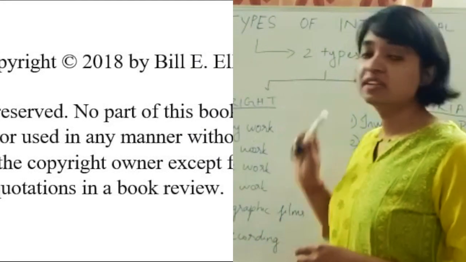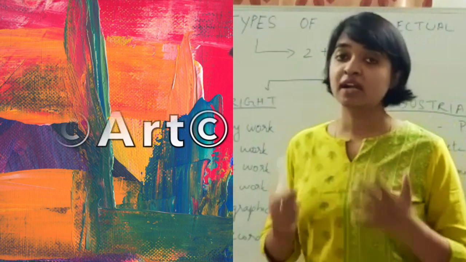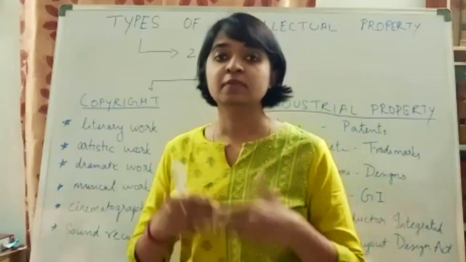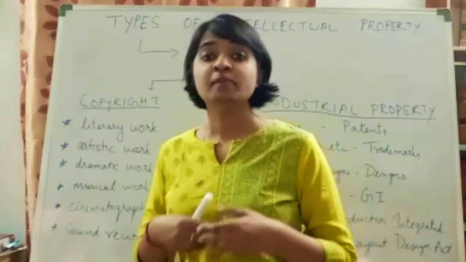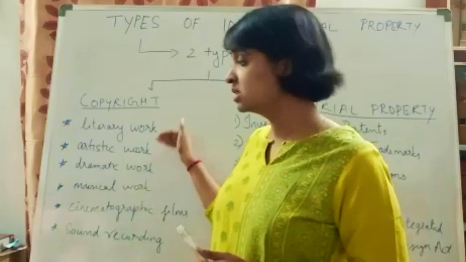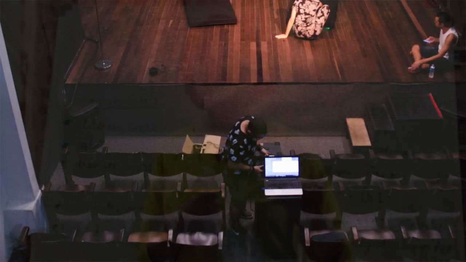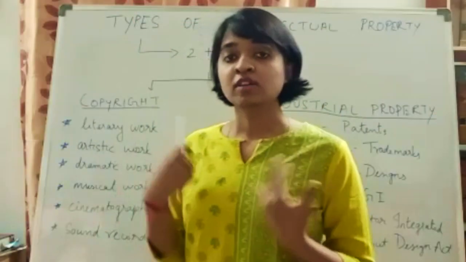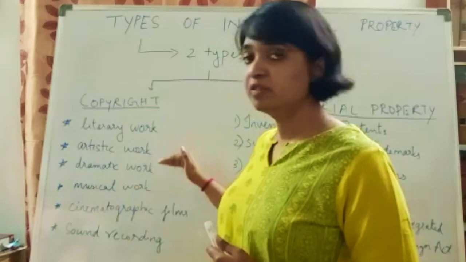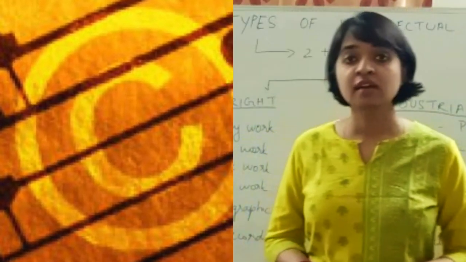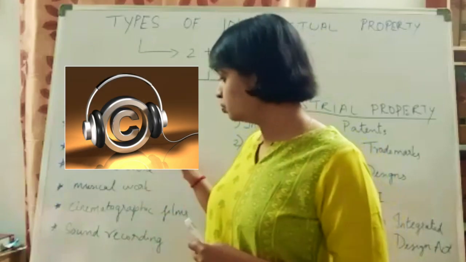Then next is artistic works. So what do you mean by artistic works? Any kind of art. It can be anything, either paintings, drawings, making sculptures, all those things come under the ambit of artistic works. Then next is dramatic works. What do you mean by a drama? Any drama which you perform, which you see, any play which is taking place. So all those things come under the ambit of dramatic works. Then musical work. When you compose any music, all those things come under the ambit of musical work.